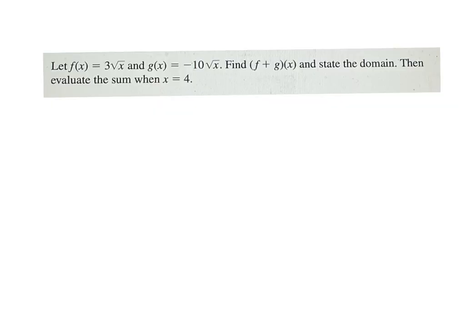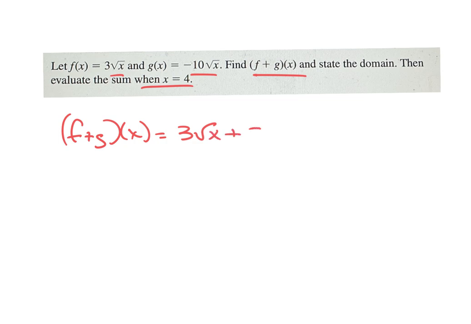Okay, the first one here says, let f of x be 3 times the square root of x, and g of x be negative 10 times the square root of x. Find f plus g and state the domain. And then evaluate the sum when x is 4. So they're asking me for f plus g of x. So I'm going to add function f plus function g.